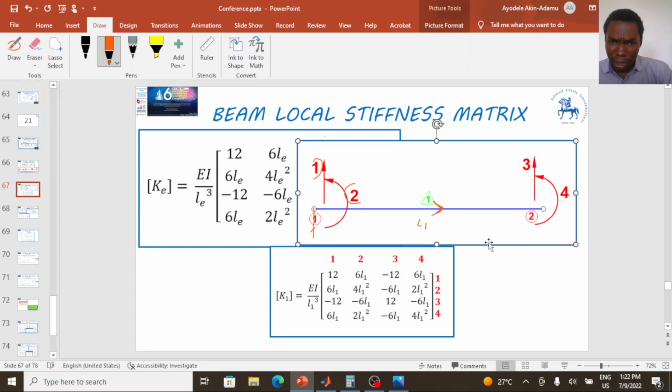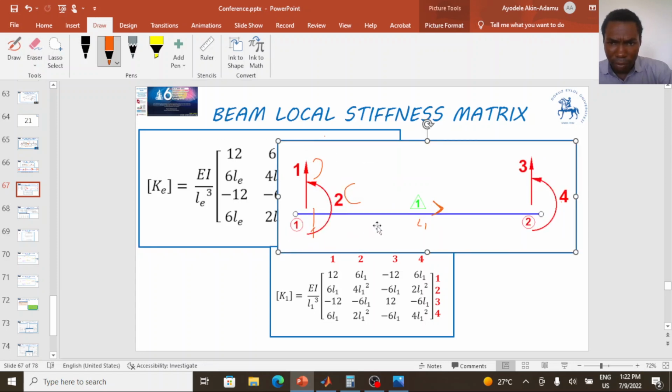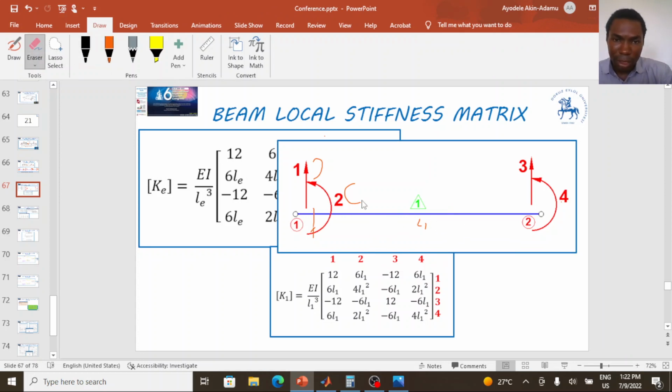So let's take this for example. I need to erase this. Sorry. Let's say we have this finite element, labeled finite element 1. It has 2 nodes, node 1 and node 2. Each node has 2 degrees of freedom, 1, 2, 3, 4.